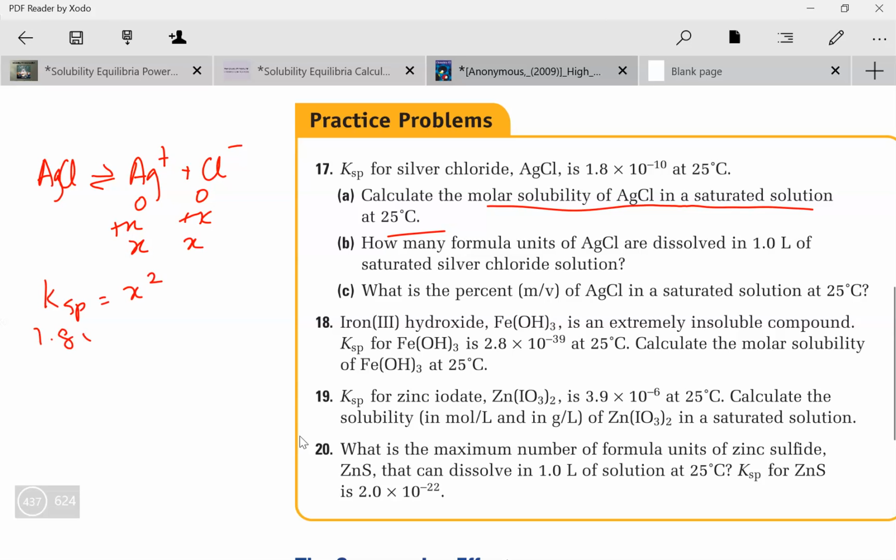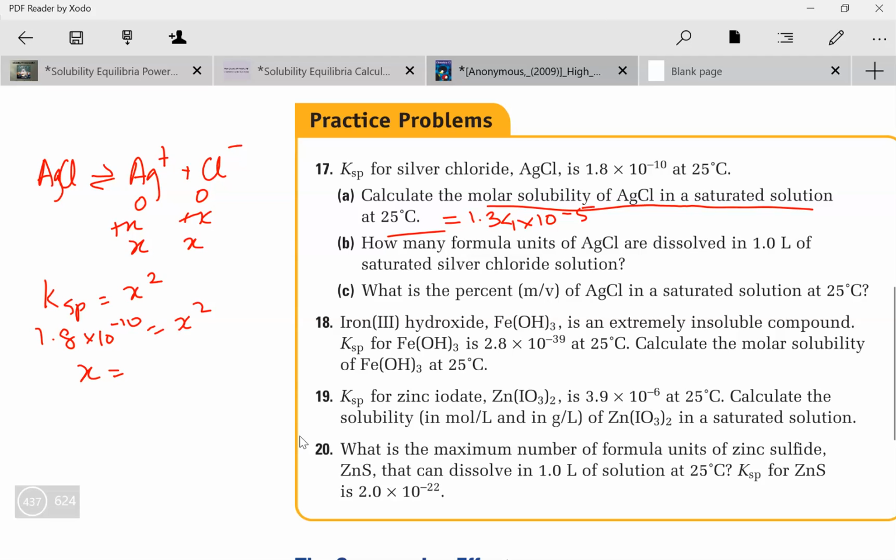We have to calculate that when we're given KSP. KSP is 1.8 times 10 to the power of negative 10, which is x squared. So we take the square root of that, and our x, which is our molar solubility, is 1.34 times 10 to the power of negative 5.